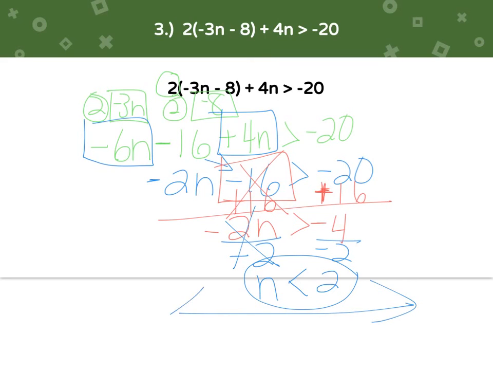Draw the number line, draw the 0 and the 2. Draw your circle at the 2. It is not equal to, it is only less than, so it stays an open circle, and the arrow goes to the left. The answer is an open circle at 2 with the arrow to the left.